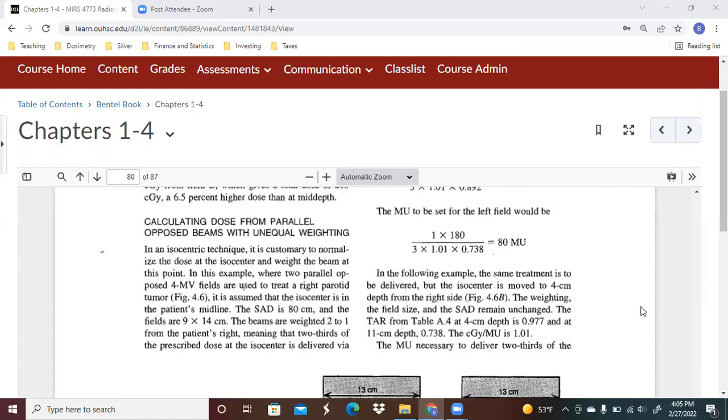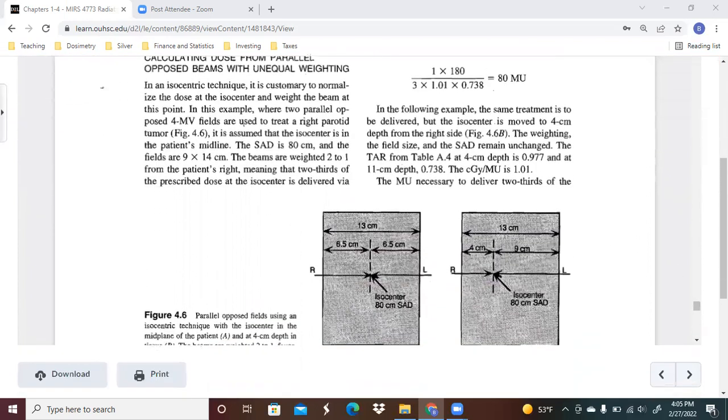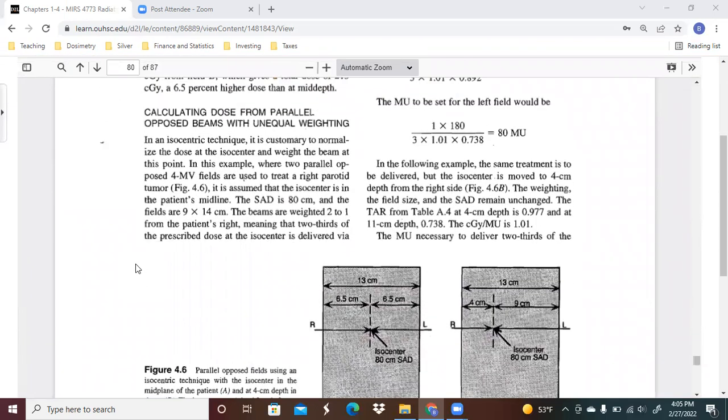Okay. So calculating dose from parallel opposed beams with unequal weighting. In an isocentric technique, it is customary to normalize the dose at the isocenter and weight the beam at this point. It's not always the case, but yes, it does happen.